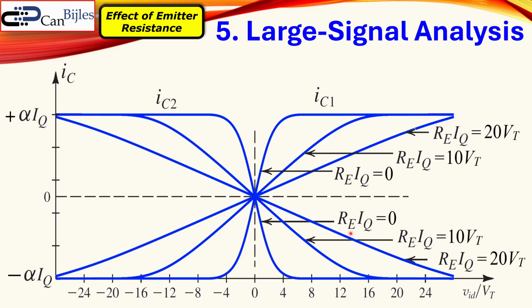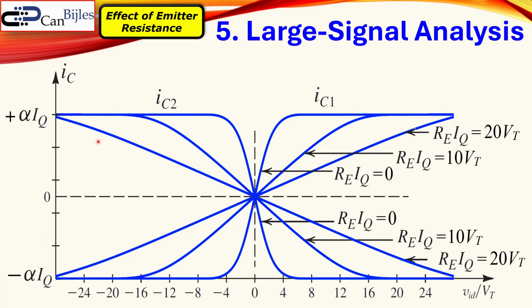If you make RE times IQ 10 times VT, we will look at again a different plot, which is this one. So you see the linear region is indeed extending. Similarly for the IC1, because that is the opposite side. And if you make it even larger, so RE times IQ is 20 times VT, then your linear region will be even larger. And it's also the same for the IC1. And they have also again the maximum values and the minimum values of alpha IQ and minus alpha IQ.